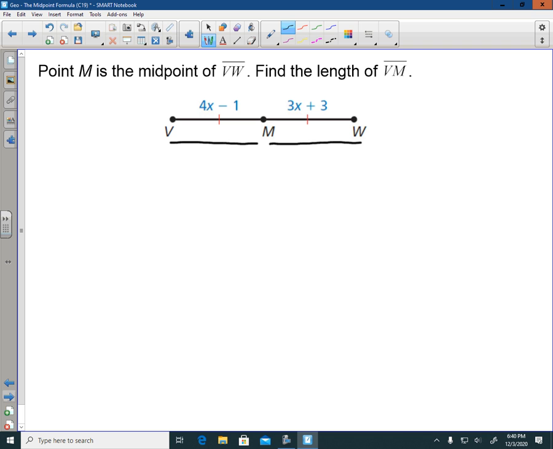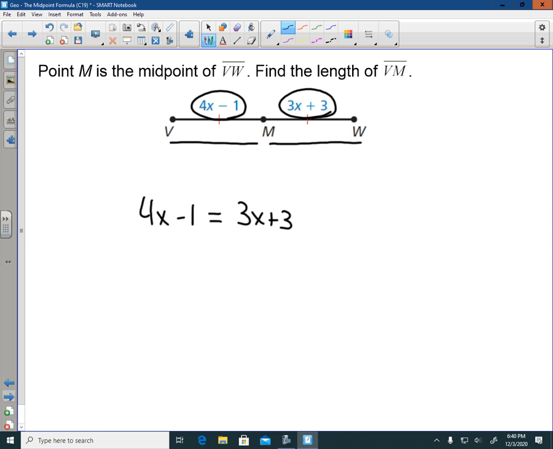and W. Well, what we know is that the distance between V and M is represented by this algebraic expression, 4x minus 1. We also know that the distance between M and W is being represented by this algebraic expression, 3x plus 3. But what do we know about those two expressions? Well, since those segments are congruent, we know that those expressions are the same. Whatever number they represent, it's got to be the same number. And so we can say that 4x minus 1 equals 3x plus 3.